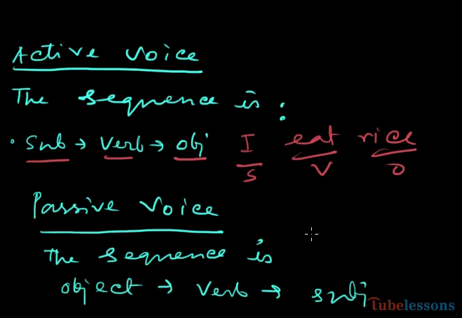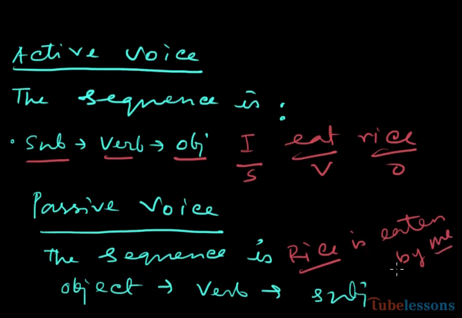Now I'm changing the same sentence, I eat rice, into passive voice. How I'm changing it, I'll discuss later. First, just let me give the example. Rice is eaten by me. Okay? This is how a sentence in passive voice looks. See here, rice is in the beginning. Object, then verb, and then the subject.